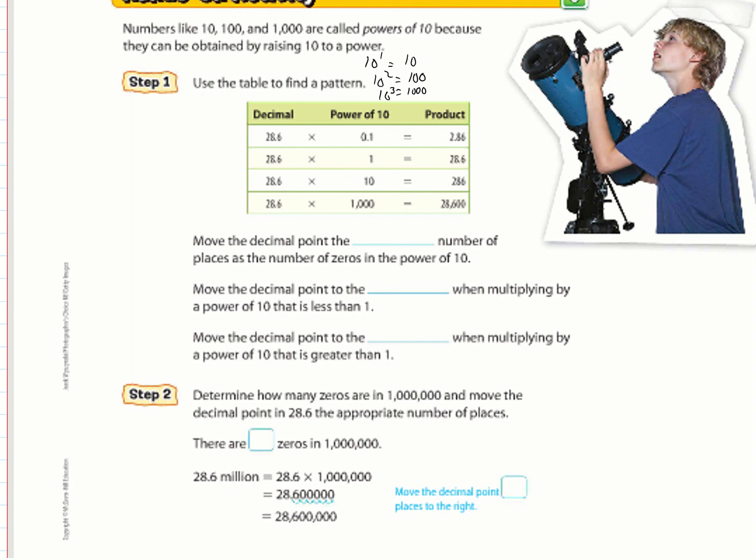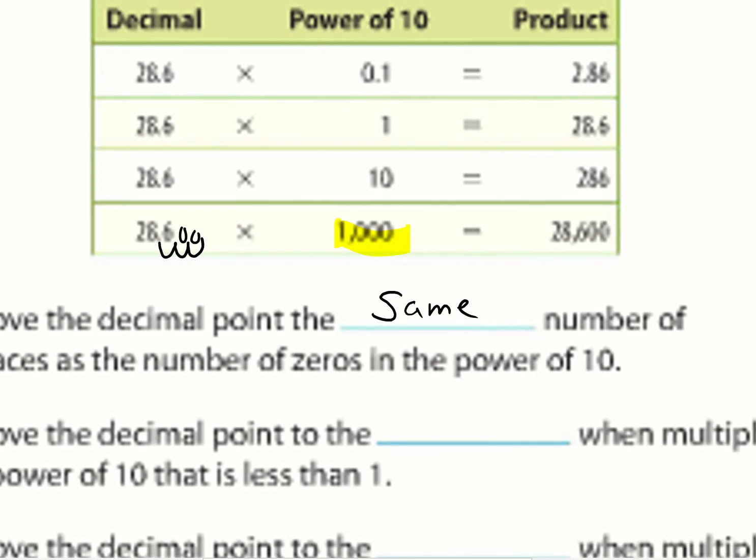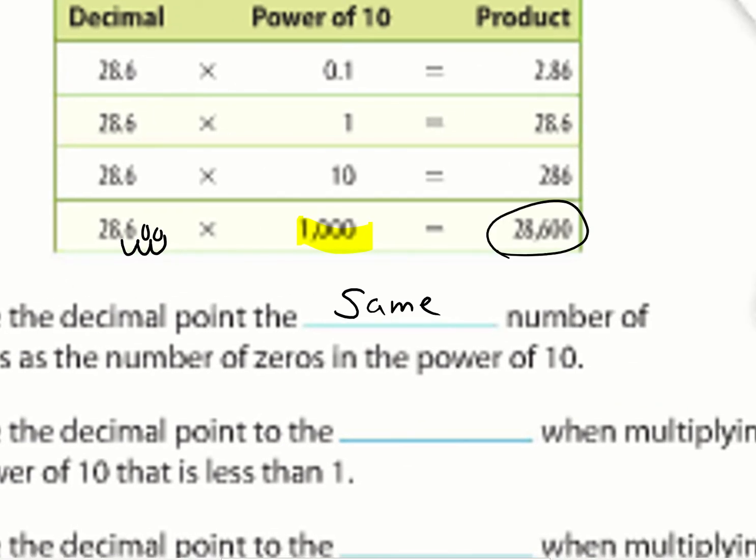So just move the decimal point the same number of places as the number of zeros in the power of 10. So if you look up here at 1,000, that has 3 zeros. So we must have moved the decimal place 3 times, and that would give us, I'm gonna zoom in for us, if we moved it 3 times, 1, 2, 3, that would give us 28,600, just exactly how it is here.